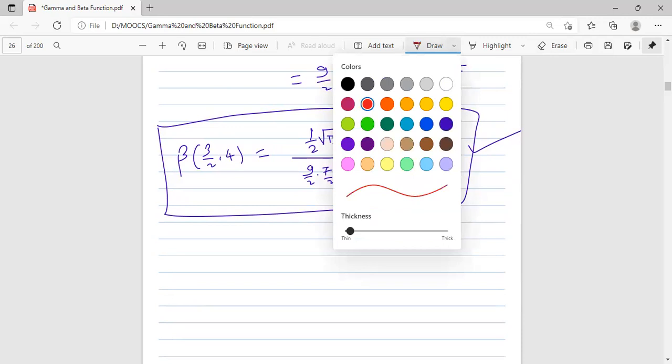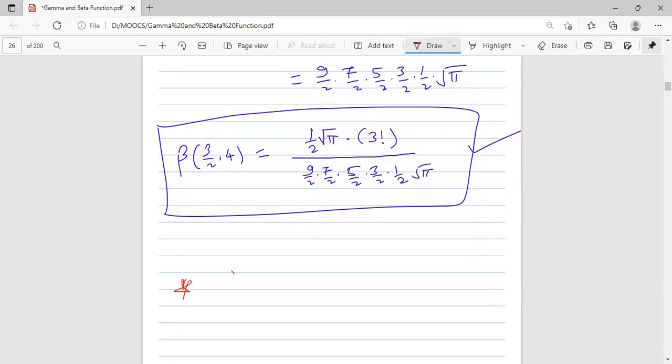I will recall this formula here also: the integral from 0 to pi by 2 of sin to the power p theta into cos to the power q theta d theta is equal to 1 by 2 into beta of (p plus 1) by 2, (q plus 1) by 2. Okay, we will solve some problems on this integral formula, which is in terms of theta and the gamma function.